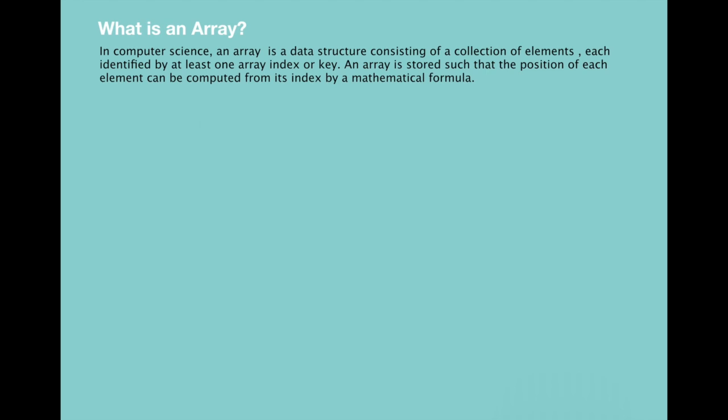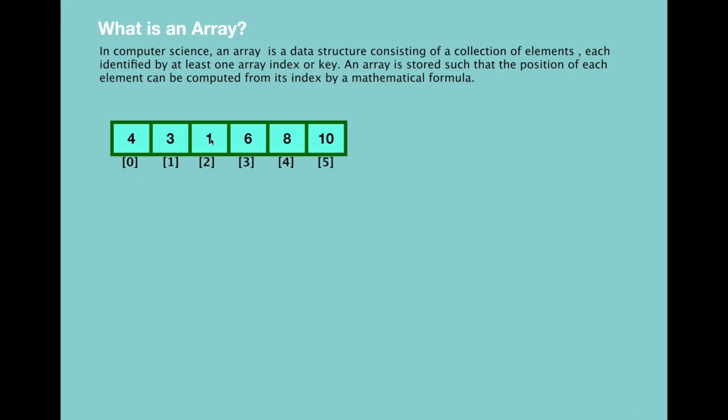In computer science, an array is a data structure consisting of a collection of elements, each identified by at least one array index or key. An array is stored such that the position of each element can be computed from its index by a mathematical formula. So here we have a collection of integers, and each of them is identified by an array index. Based on these indexes, we can find any element and do any mathematical calculations on them.